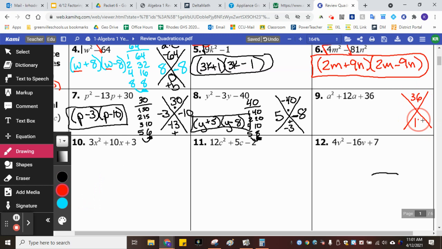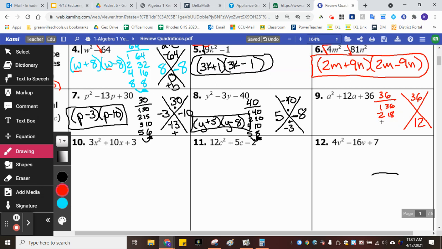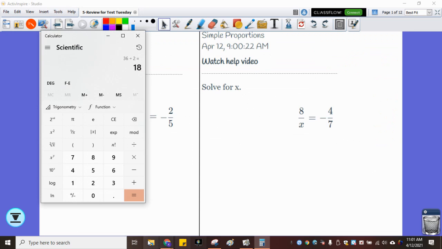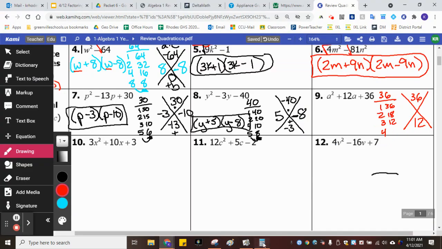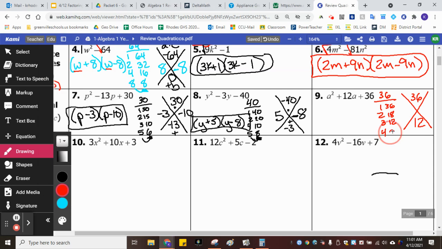Multiplies to 36, adds to 12. 1 and 36, 2 and 18, 3 and 12, 4 and 9, 6 and 6. Oh, there it is, 6 and 6. Add to 12. So a plus 6, a minus 6.